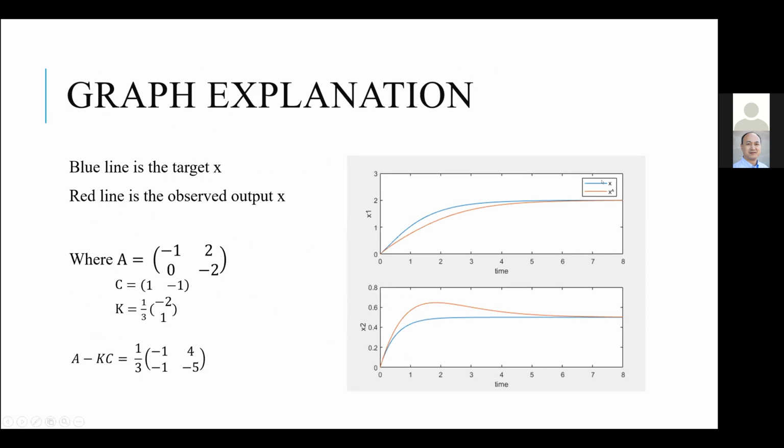This is the original system A. So the orange line is a predicted line. The predicted matrix has K as 1/3 times (-2, 1), and A minus KC equals 1/3 times (-1, 1, -1, -5). By definition, this is obviously a positive system. Why? Because the diagonals are all positive, right? So it is obviously a positive system.